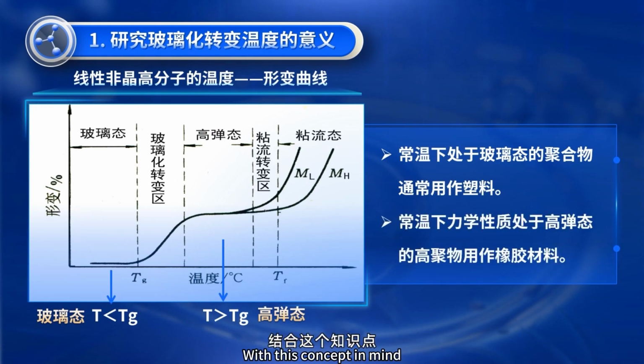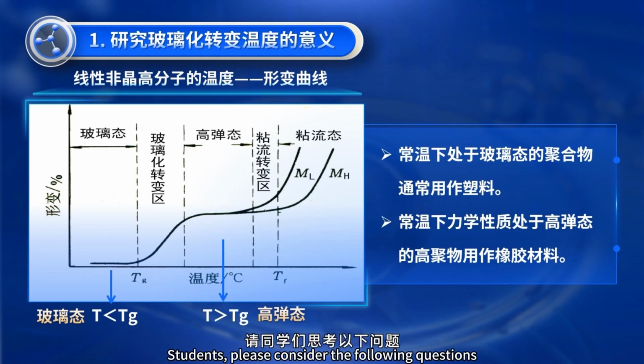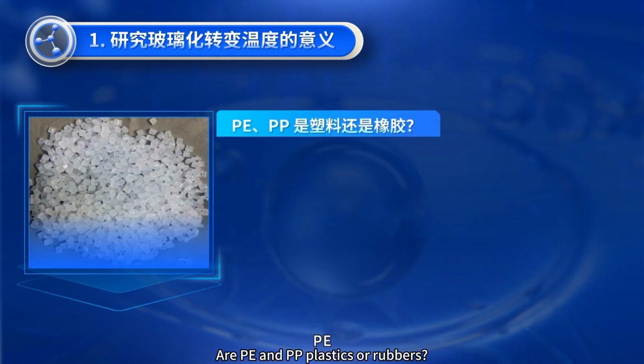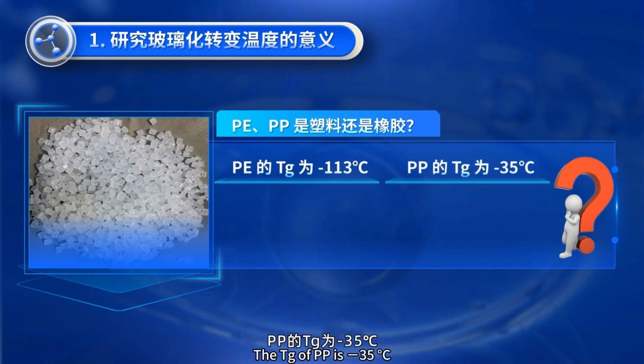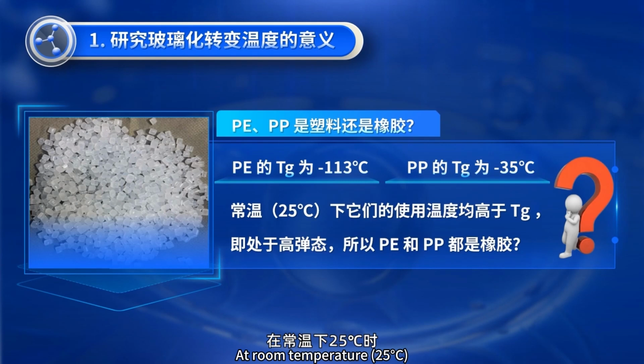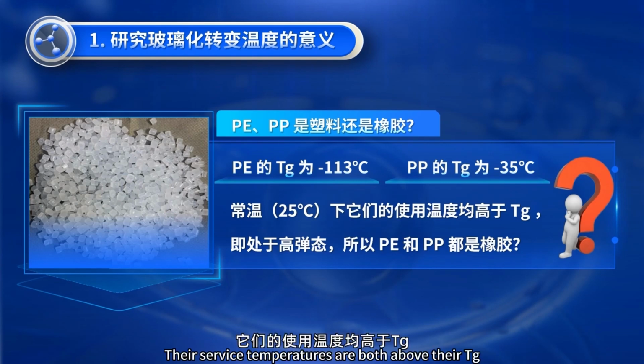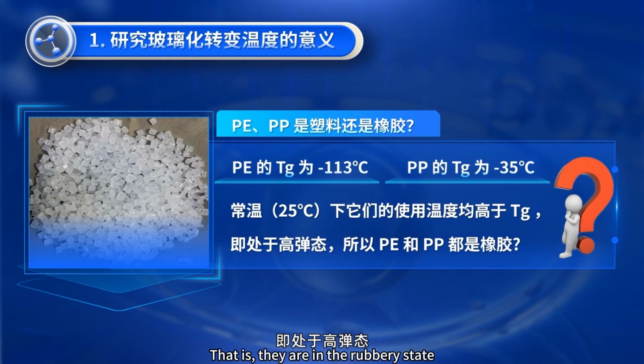With this concept in mind, students, please consider the following questions. Are PE and PP plastics or rubbers? Given that PE's Tg is minus 113 degrees Celsius, the Tg of PP is 35 degrees Celsius. At room temperature, 25 degrees Celsius, their service temperatures are both above their Tg. That is, they are in the rubbery state. So are they both rubbers?